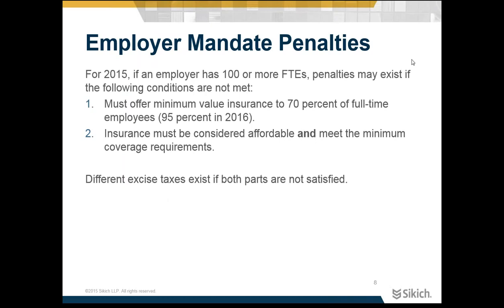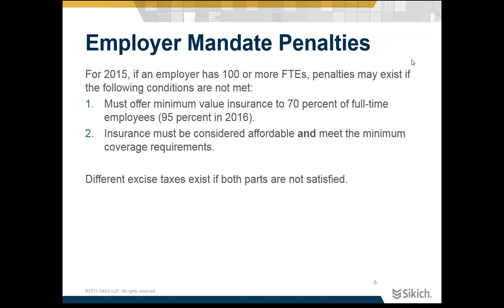So along with this, I'd mentioned one of the issues was the employer mandate penalty. Essentially in 2015, if an employer has more than 100 FTEs, in capital letters, which is a new term of full-time equivalents, which is a combination of full-time employees and taking your part-time employees and translating that into an equivalency. We'll have some examples of that later. But if an employer has 100 or more FTEs, you could have penalties if you don't meet the following conditions.